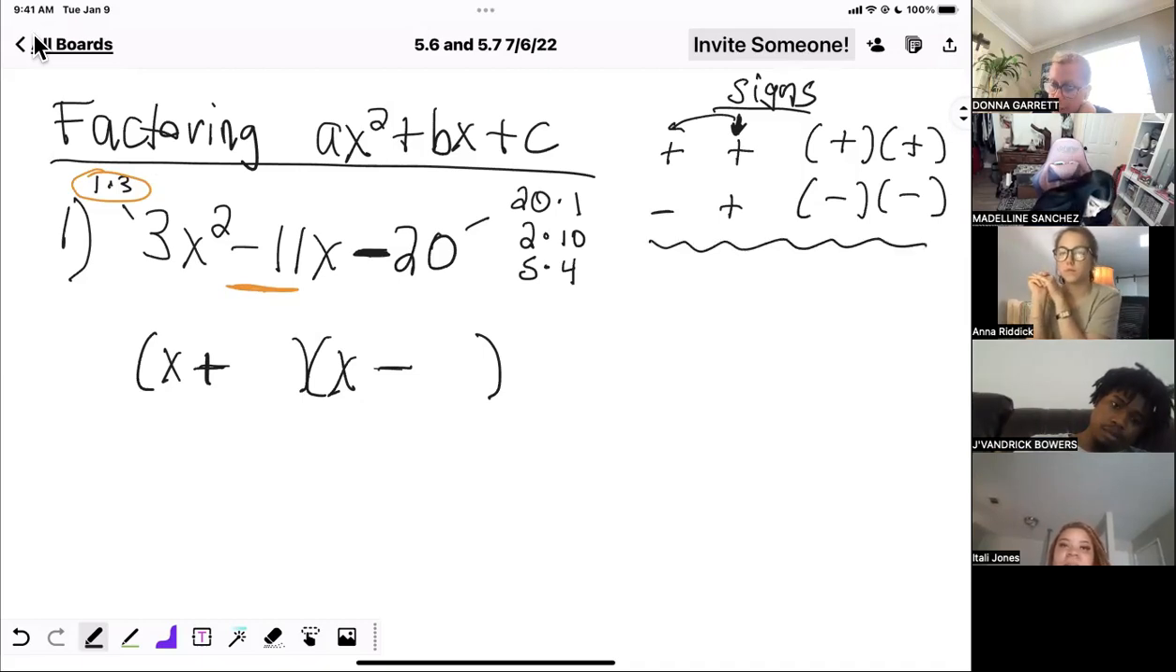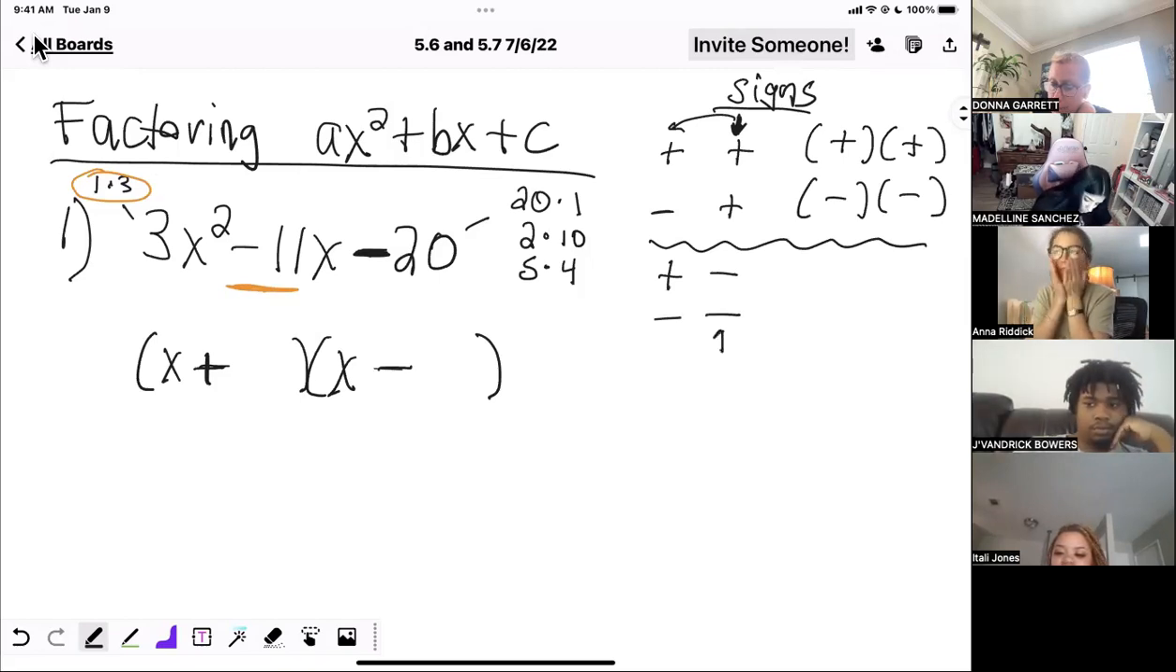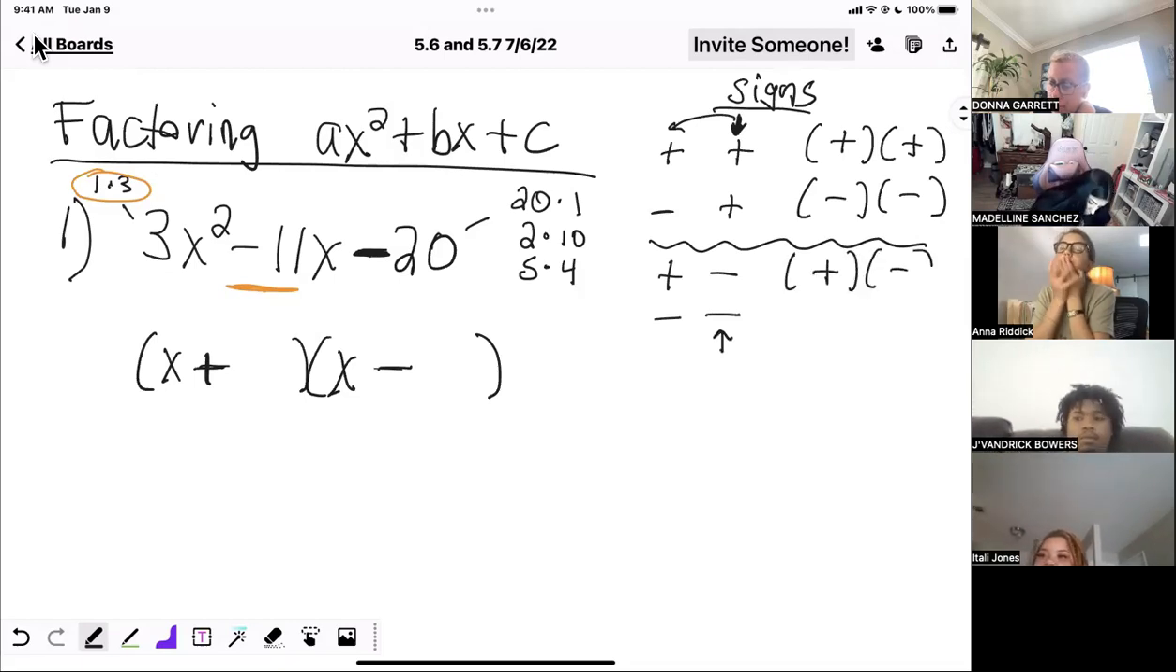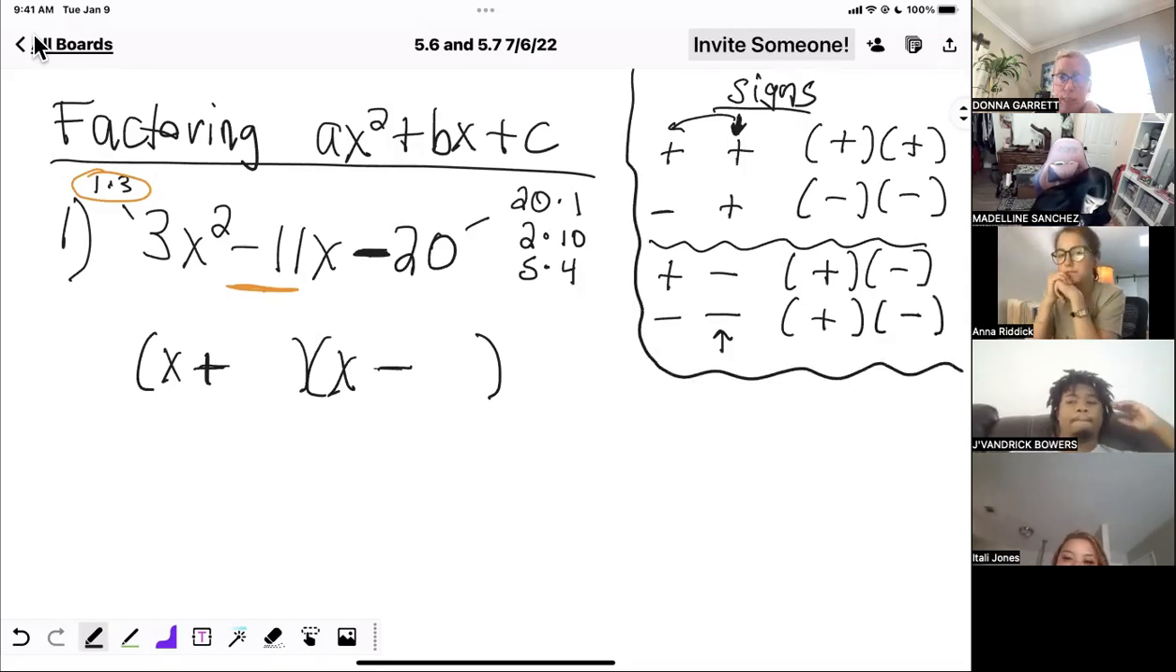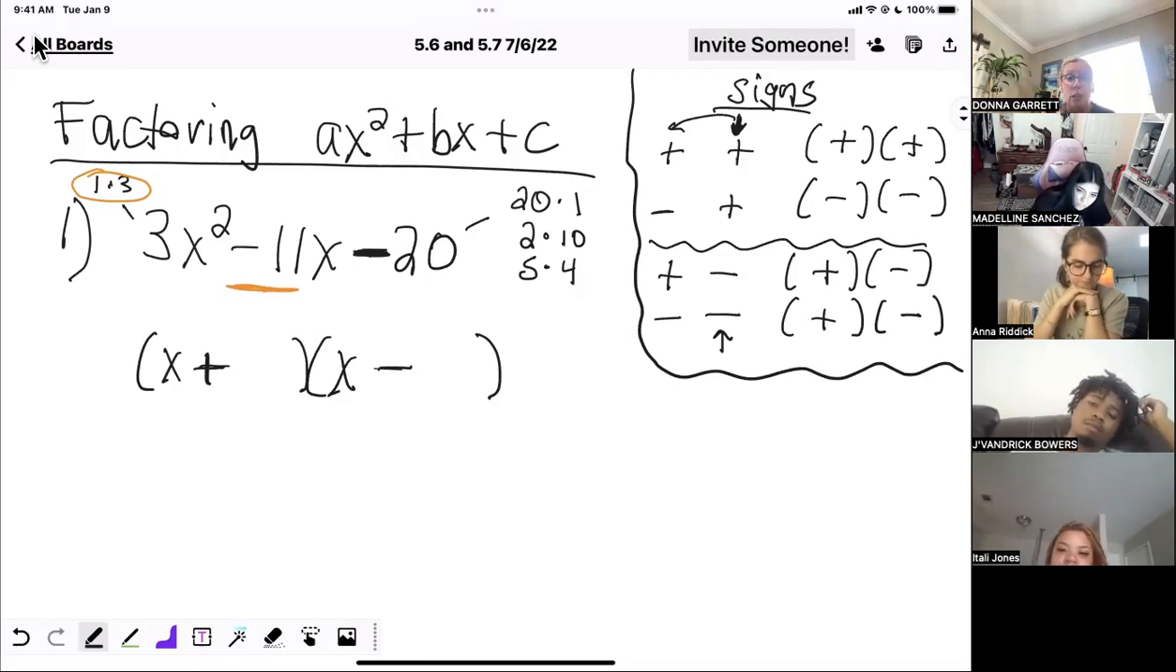But if I have a plus and a minus, or a minus and a minus, see how they're both minus, the second one, I'm always going to have one positive and one negative when I factor. If you use this chart at the beginning, it's going to help you out, and then you won't need it for a little while. But that's how it factors. So if I have a minus as my second sign, I know it's one positive and one negative.